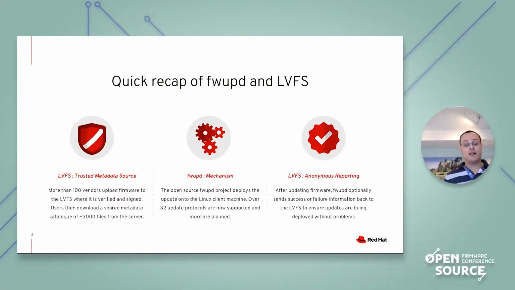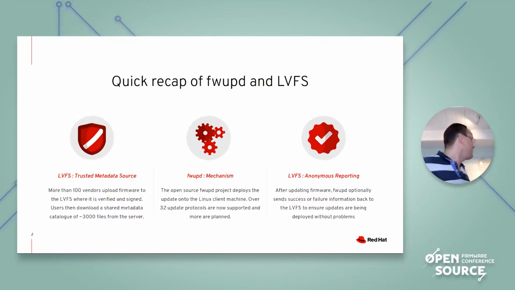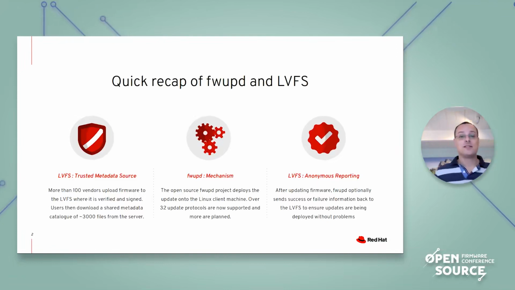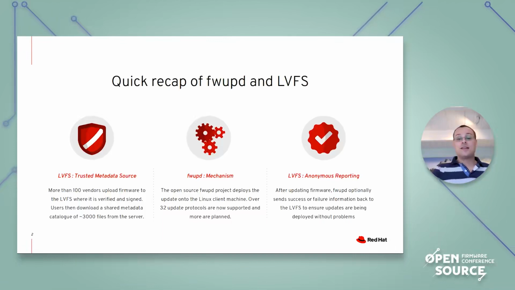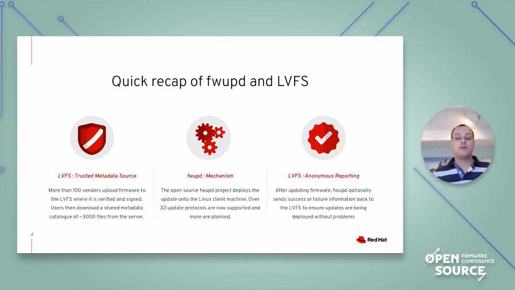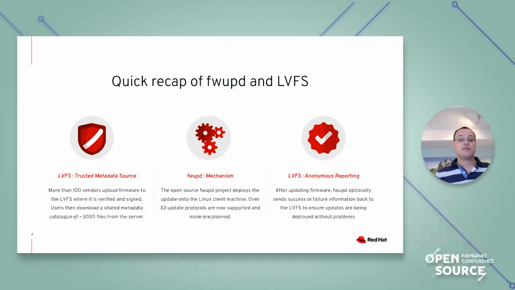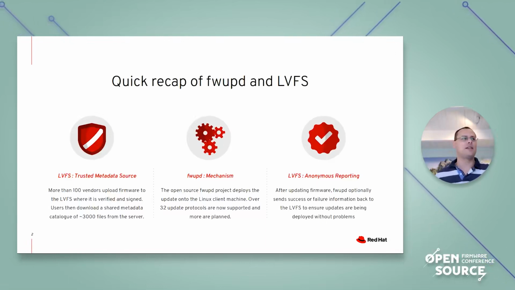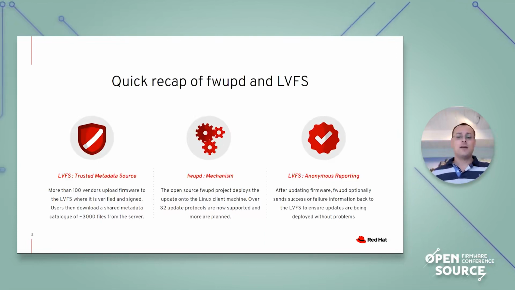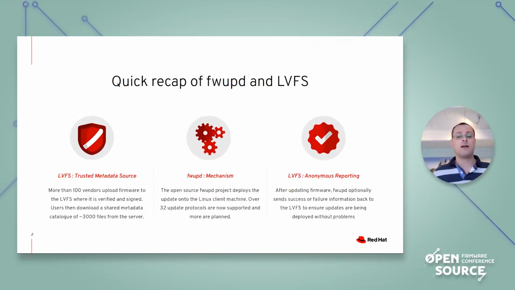Users then download metadata from that shared server, and it's now like 3,276 different devices, with a lot more in progress. That metadata gets used by the client-side program, which is called fwupd. And that deploys using like 32 different update protocols, which is things like DFU, UpdateCapsule, Wacom, Logitech HID++, etc. And there's another, I think, 4 or 5 in development. And both projects seem to be healthy with new contributors and are growing.